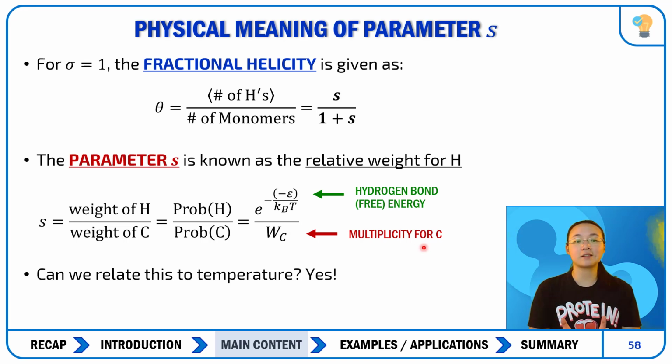And the answer is yes. Because we have this kBT term in the exponent, there is a direct connection between fractional helicity and temperature. But before we can even understand that graph, we should define a few more things and figure out where the x-axis, which had T minus Tm, comes from.